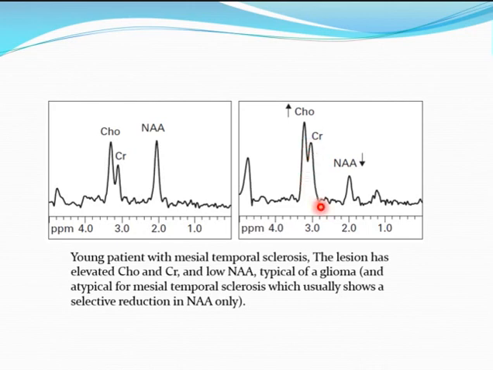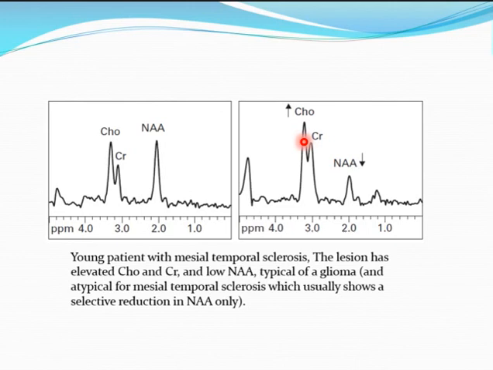These are features typical of glioma and atypical for mesial temporal sclerosis, which usually shows selective reduction in the NAA only. So when we see increased choline here, there is more membrane. There are more cells. Why? It should be some sort of tumor. Okay? It's not just straight epilepsy.